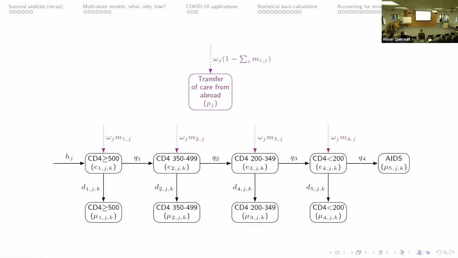This is just a sketch of one way we might want to do it. So rather than just having people enter our model from the left-hand side as incidents, we might have people entering from the top as migrants. In this case, these would be entering into the undiagnosed states, but then we also have at the top, you can see the transfers of care.